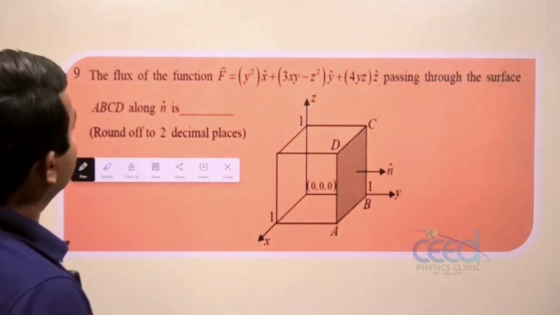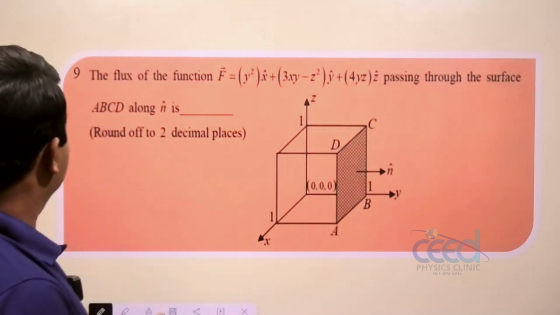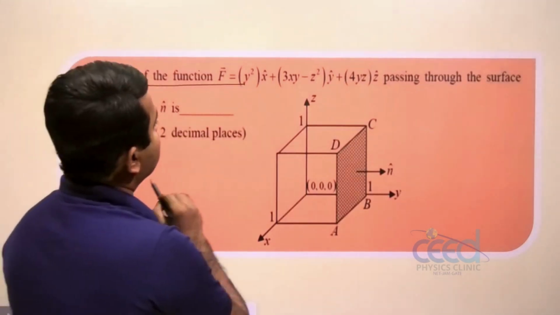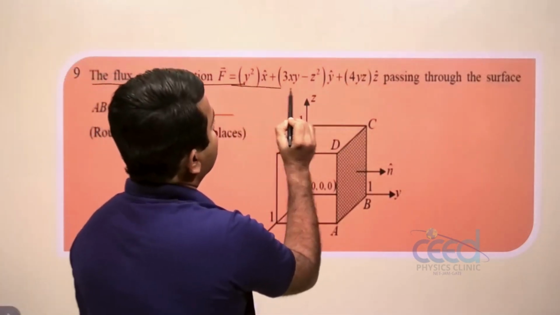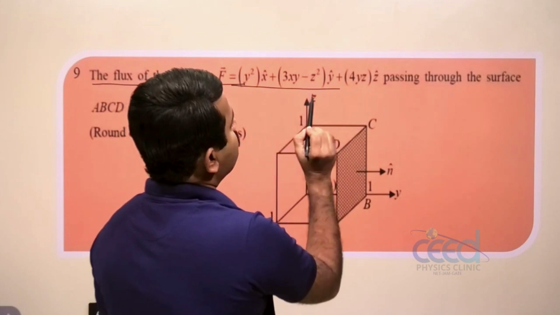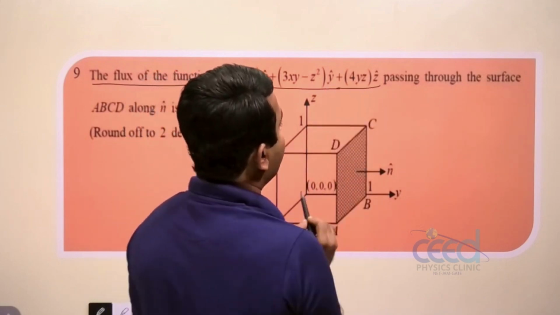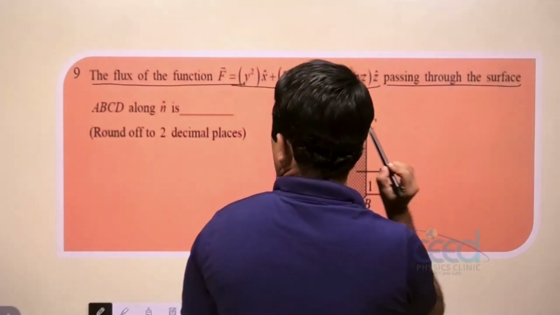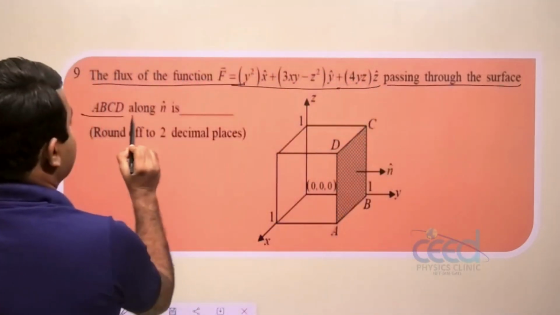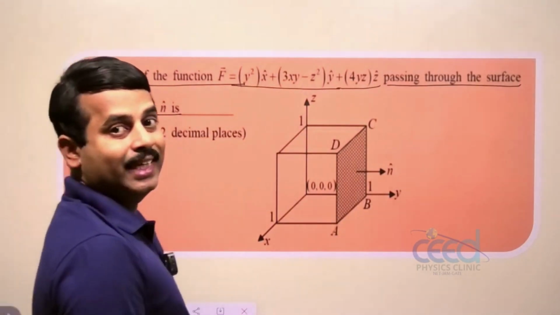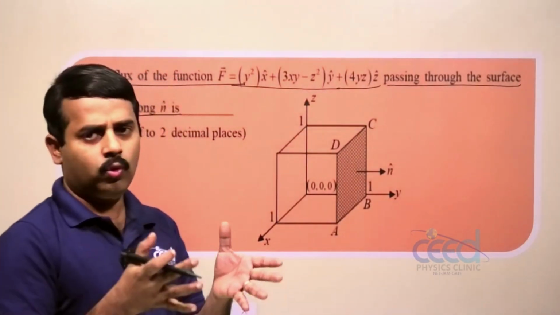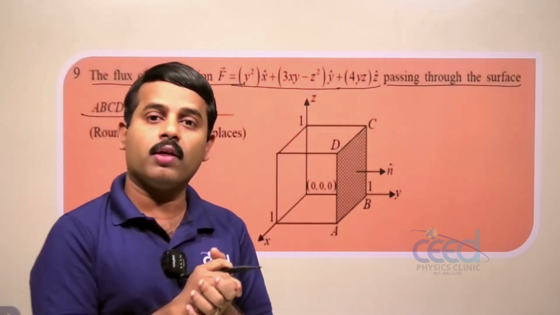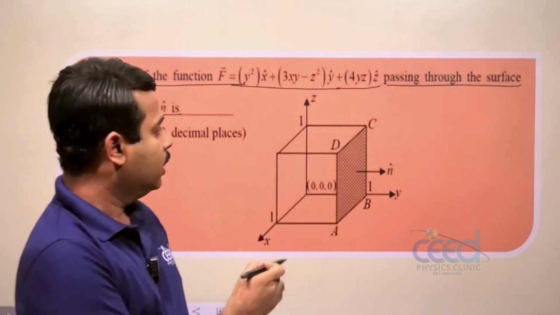So here one question is given. The flux of the function f = y² x̂ + 3xyz² ŷ + 4yz ẑ passing through the surface of ABCD along n̂ is. So here one cube situated at the origin is given. What we want to find?